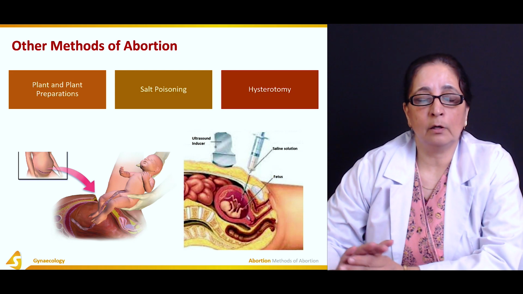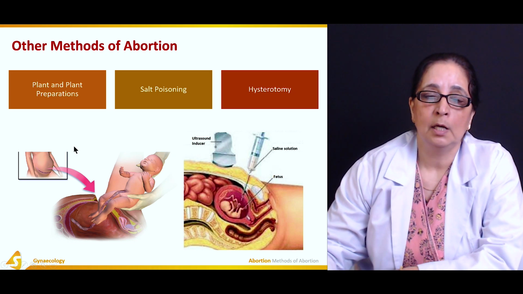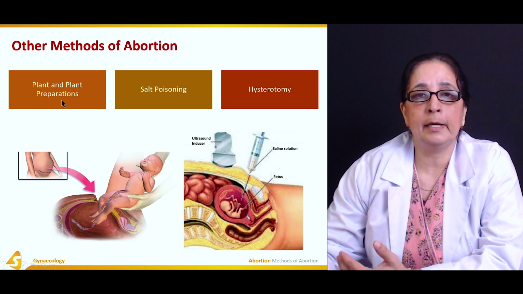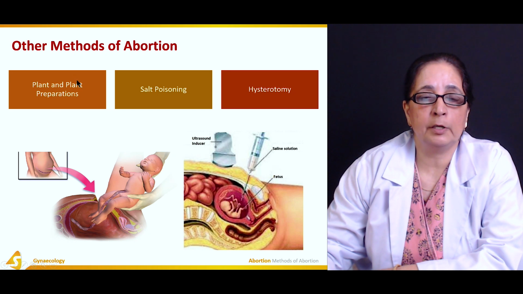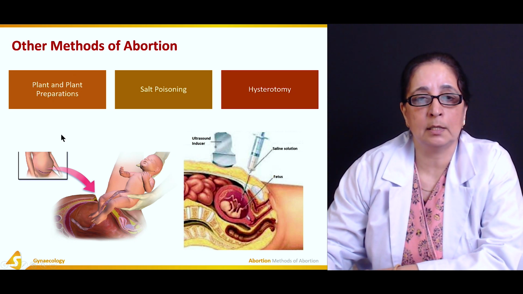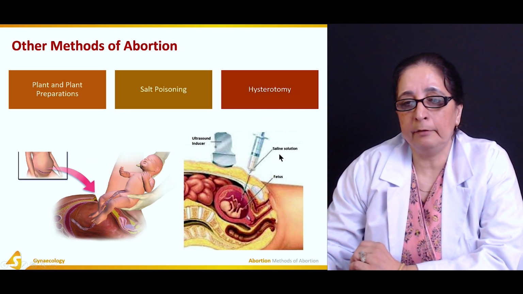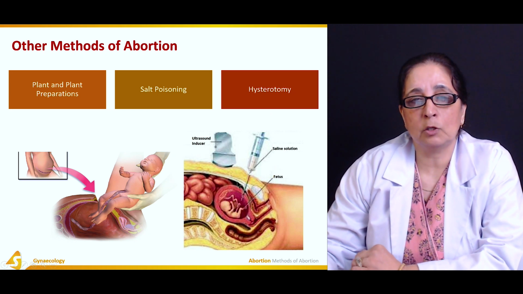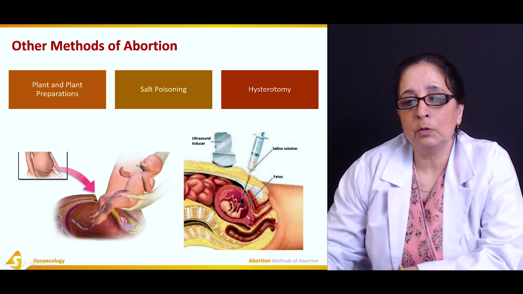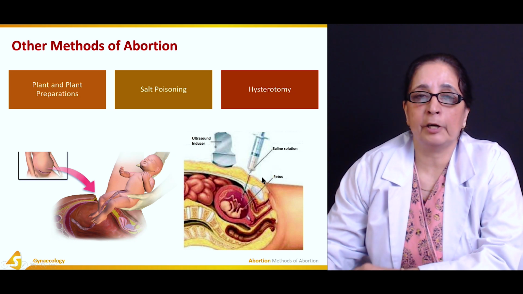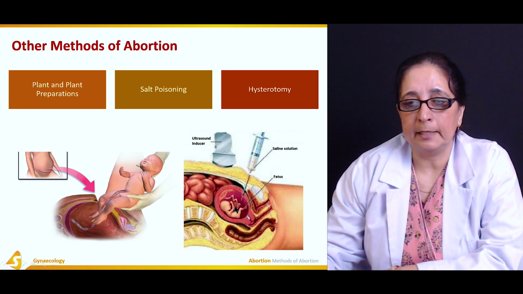Then for some other methods of abortion, usually different plant preparations are used. These are the non-medical treatments. So herbal methods of treatment, usually plant sources are used for this method. And salt poisoning, saline infusion or intraamniotic salt is induced with the help of a syringe, and that can lead to abortion when intraamniotic pressure is raised and causes uterine contraction and expulsion of the fetus.